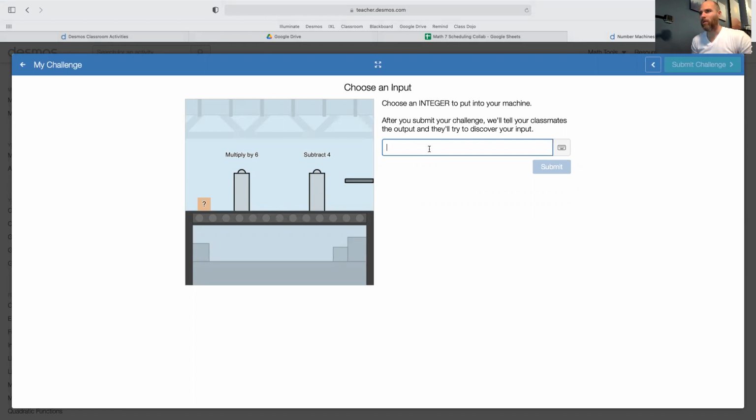So let's see here. What number should I put in? What do I want to have multiply by 6 and subtract by 4? How about -3? So let's see here. That should get -3 times 6 is -18. Then you subtract 4, you get -22. Okay, so now what'll happen is somebody else will see -22, and they're going to have to add 4 and then divide by 6, and they'll get my -3 that I put in.